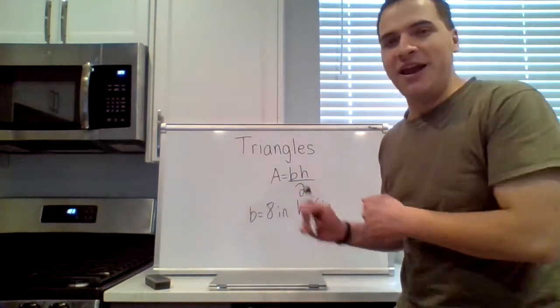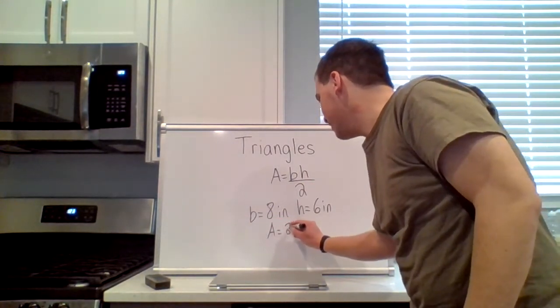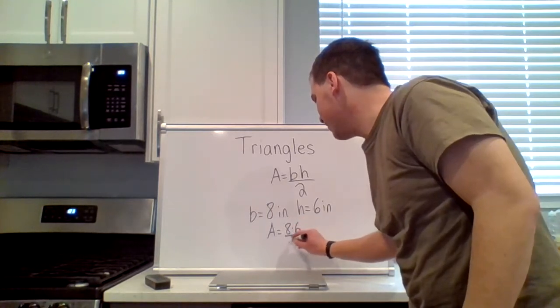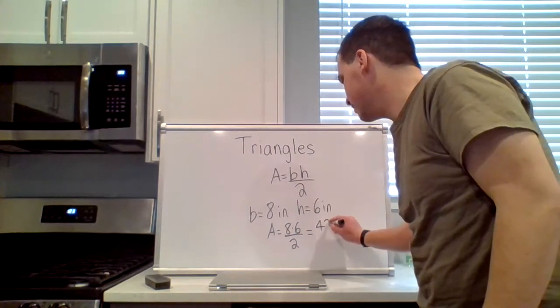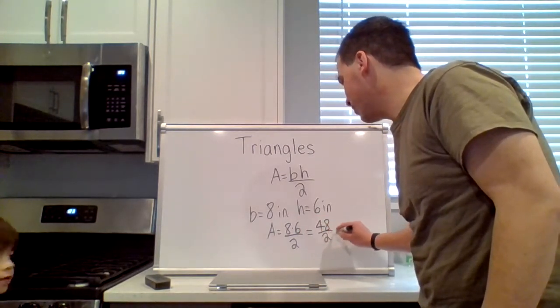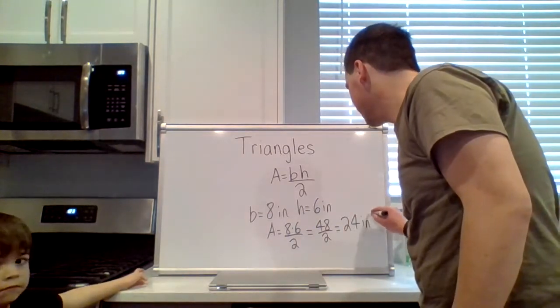Okay, find the area of this triangle. We do 8 times 6, then divide by 2. 8 times 6 is 48. 48 divided by 2 is 24 square inches.